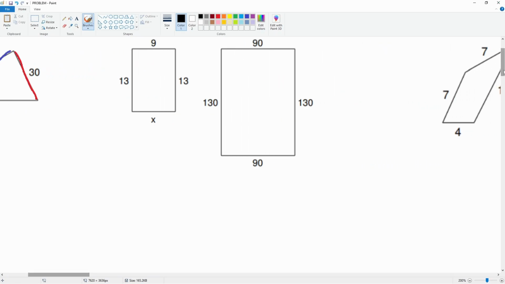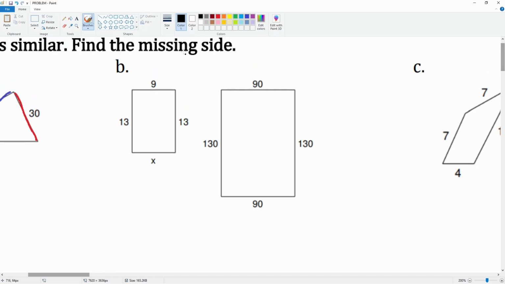All right, let's now take a look at B. Let's color code it again. So the left side, I'm going to make blue, 13, and its corresponding side is 130. The bottom is my red. That allows me to get that unknown of x. All right, I'm going to compare one ratio equaling another ratio. So the blue's on top, 13. The corresponding is 130. The bottom is the red. x is for the one on the left, 90 is the one on the right.